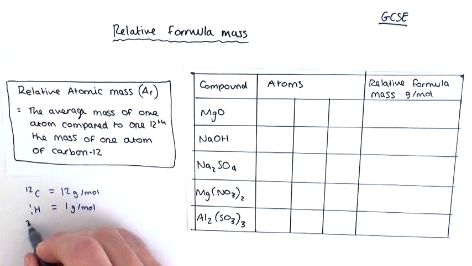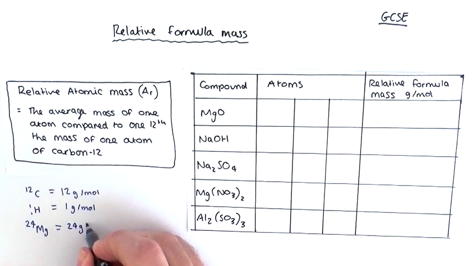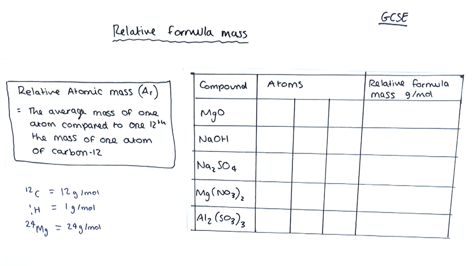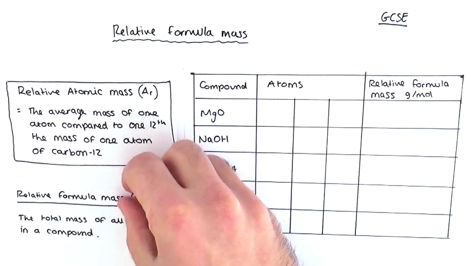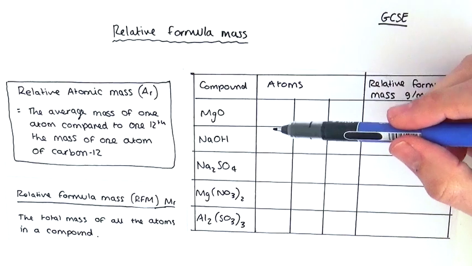We'll have another example here. So if we look at magnesium, for example, magnesium atoms have double the mass of carbon-12 atoms. So 1 mole of magnesium atoms weighs 24 grams. So it's just a simple way of starting and making a comparison between our different atoms. So this is the mass of the individual atoms. Now, relative formula mass is the total mass of all the atoms in a compound added up. So what we're going to do is have a look at how you would calculate the relative formula mass of different compounds.